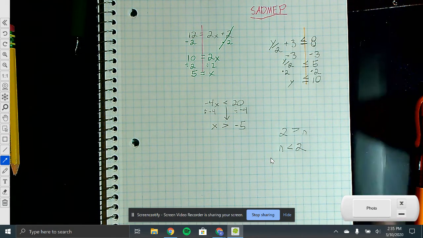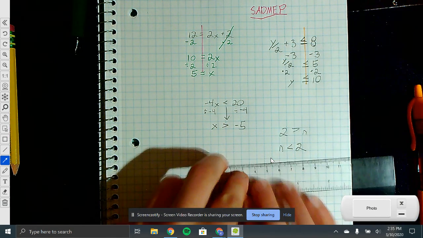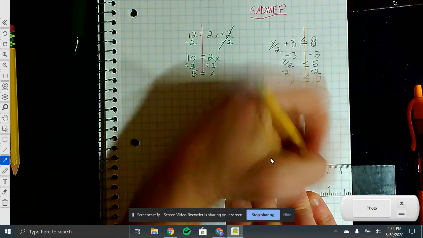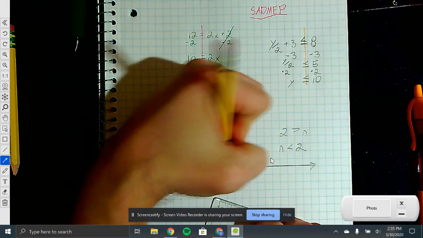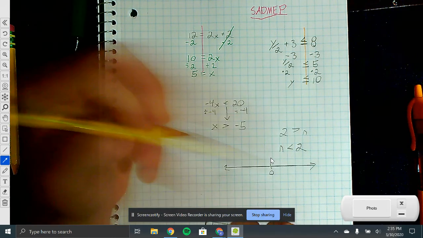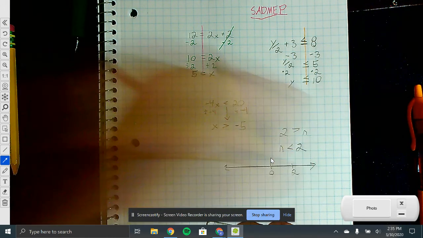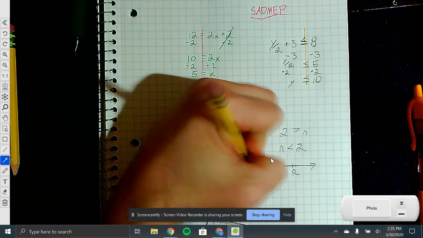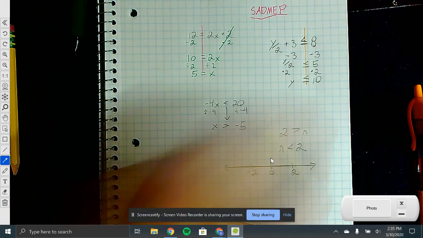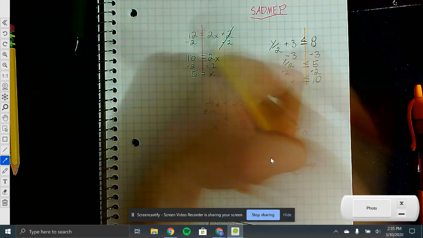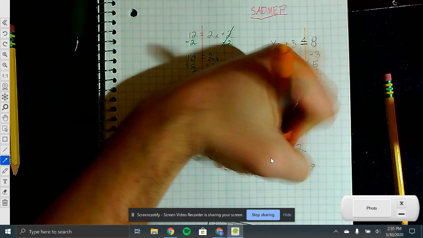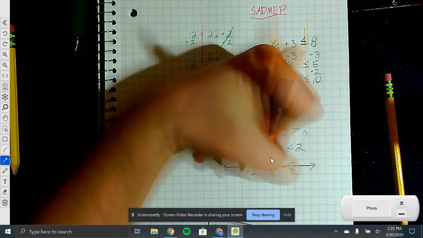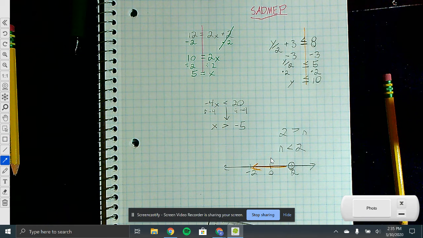So in that case, if I were to put this on a number line, and if here's 0, roughly here's 2, over here are my negatives, then n would be anything less than, so going to the left, anything less than 2.